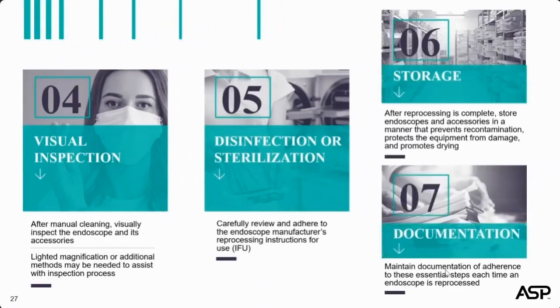After manual cleaning, visually inspect the scope and accessories for cleanliness, missing parts, lens clarity, integrity, moisture, and function. All of these steps should take place prior to either high-level disinfecting or sterilizing the device. Always reference the manufacturer's instructions for use for determining in which modality the scope can be reprocessed. Following high-level disinfection, whether manual or automated, flush the channels with 70 to 90% ethyl or isopropyl alcohol. Again, follow the manufacturer of the scope's instructions for use. Studies have supported the use of alcohol followed by drying as a method to prevent microbial growth in a high-level disinfected endoscope.